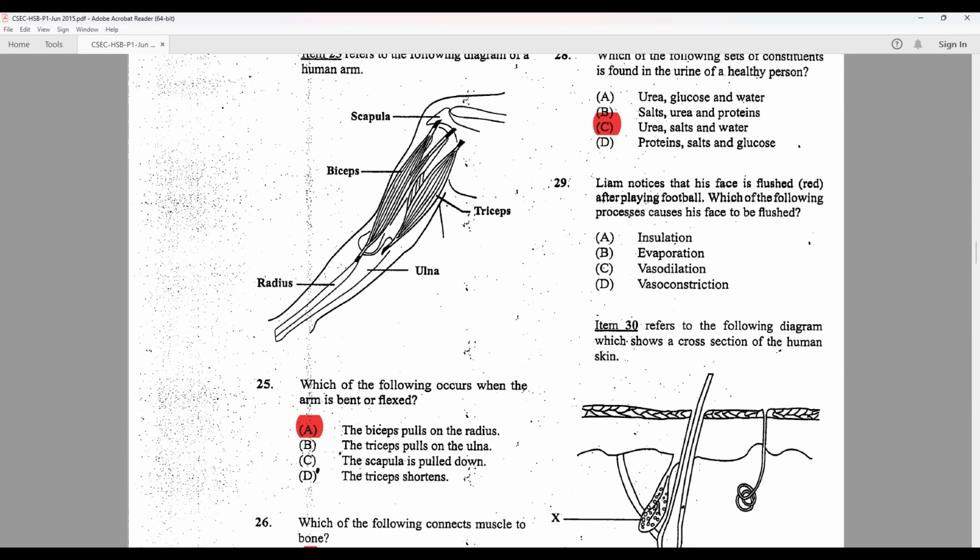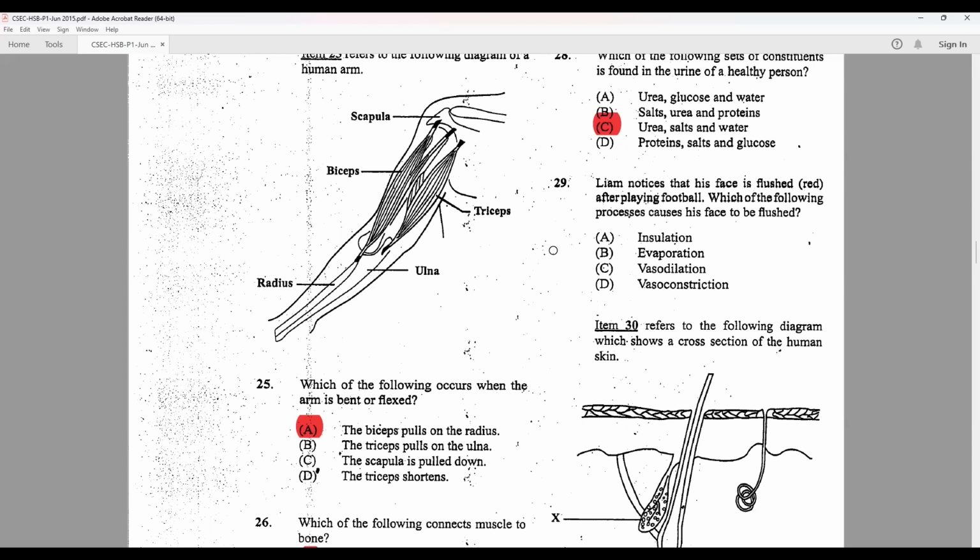Liam notices that his face is flushed red after playing football. Which of the following processes causes his face to be flushed? The face is red because blood is closer to the surface of his skin.